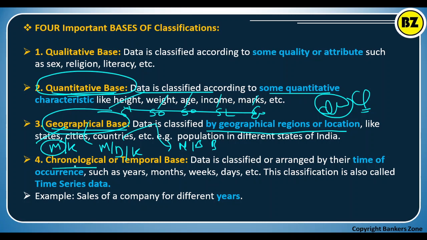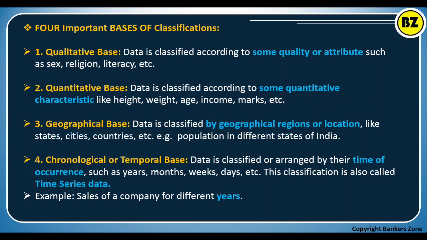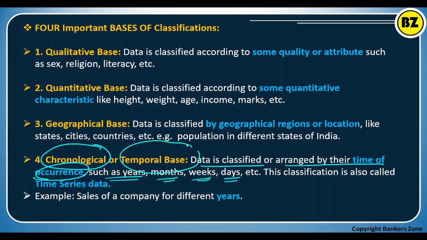Now the chronological or temporal base. What is chronological or temporal? Data is classified or arranged by their time of occurrence, such as years, months, weeks or days. Chronological means you have to understand the chronology here, right? Then temporal basis, so basically time is involved. When time is involved or history is involved, history here refers to the period. When time or history is involved, you have to take the base as chronological or temporal. For example, very easy.